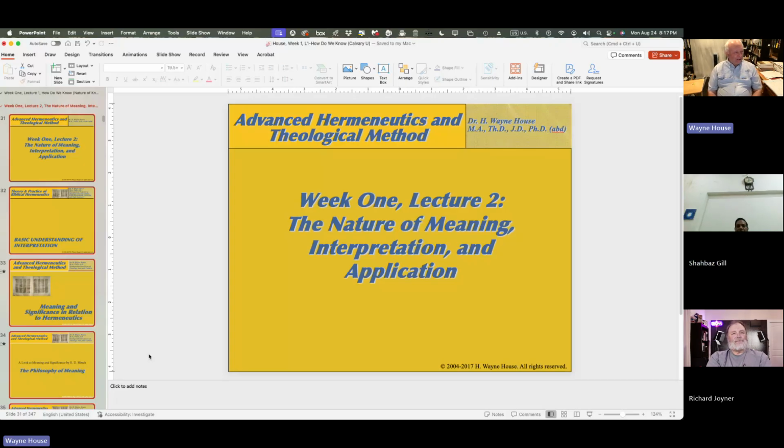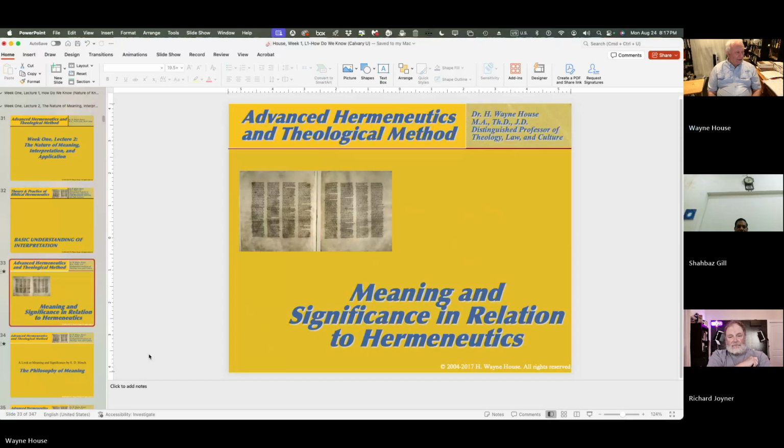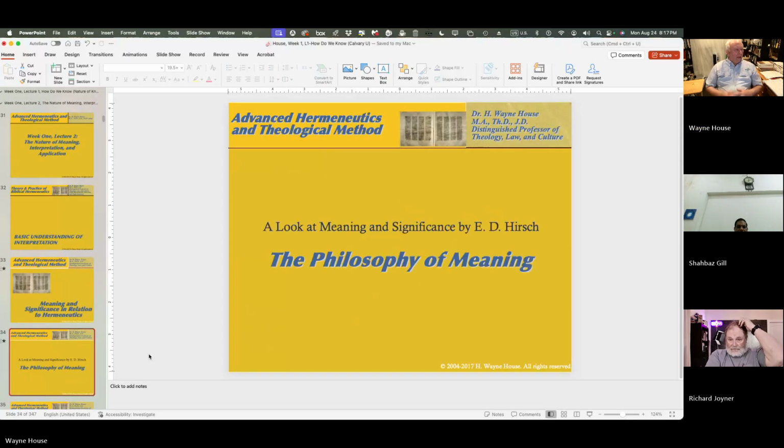Let's move to lecture 2, the nature of meaning, interpretation, and application. Now, what is the concept of meaning? Essentially, from Hirsch's view, the idea of meaning is something that is actually in the mind and intent of the author. In other words, it's not something that's produced apart from the author. It is that which comes out of the author by what the author intends by the words he is speaking.